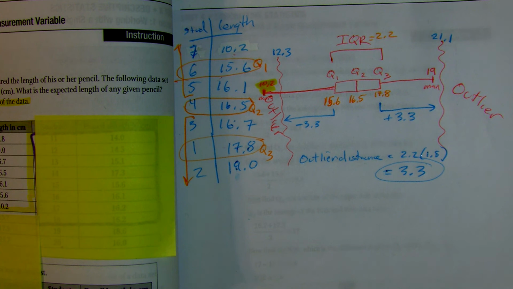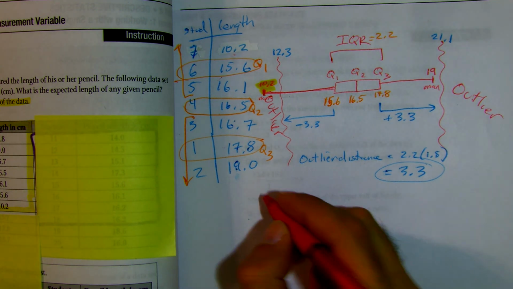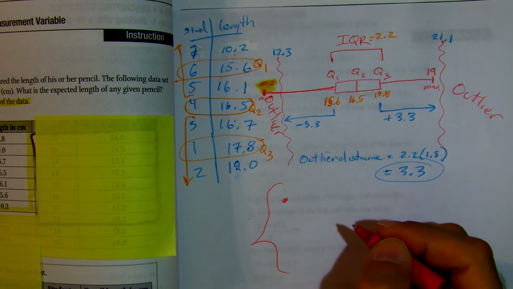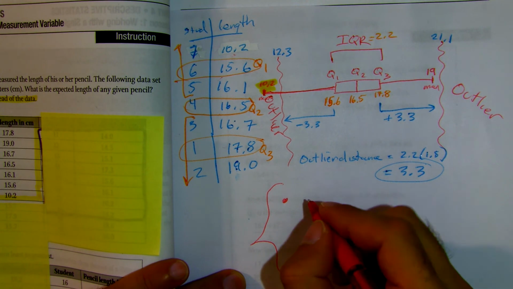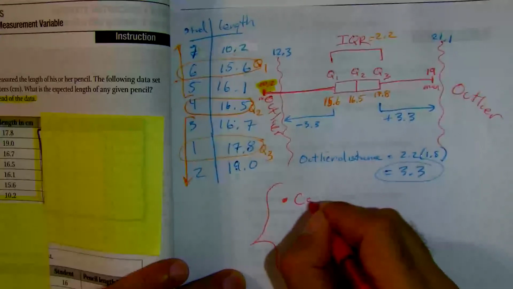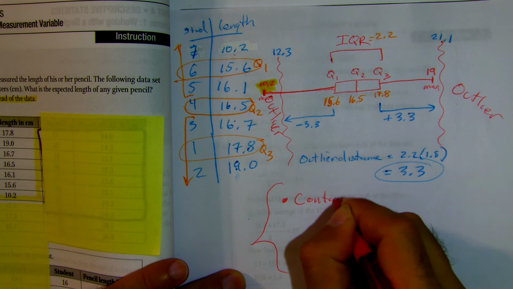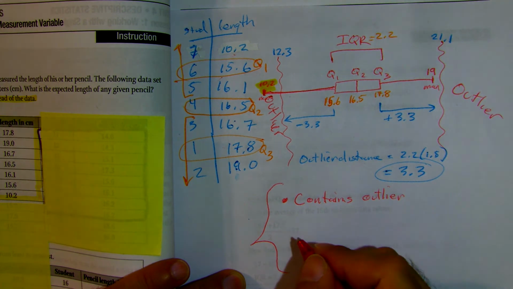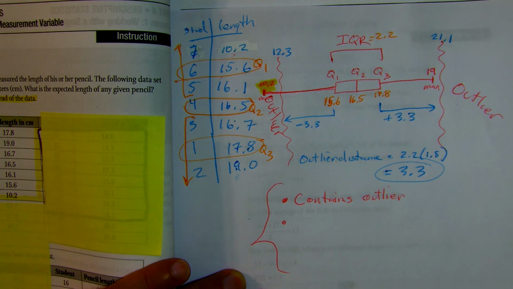So this is what we need to say if we're describing the shape. Here's the answer for this. We're going to write it right here. Let's say it contains an outlier. 10.2 is less than 12.3. That's why.